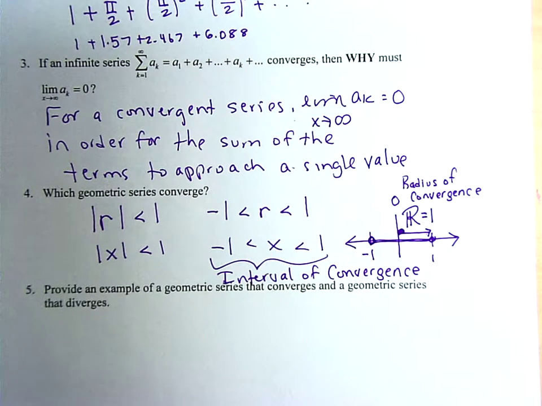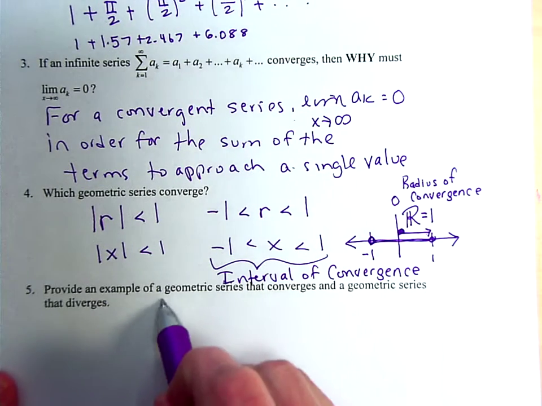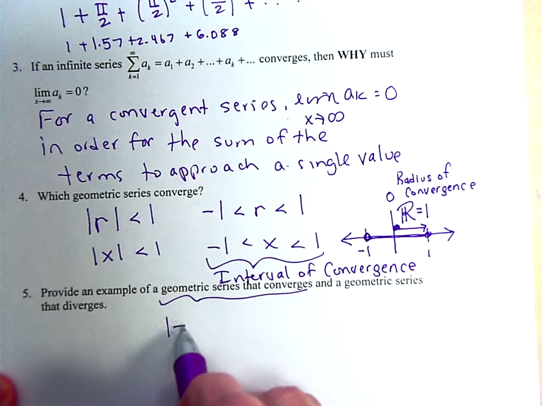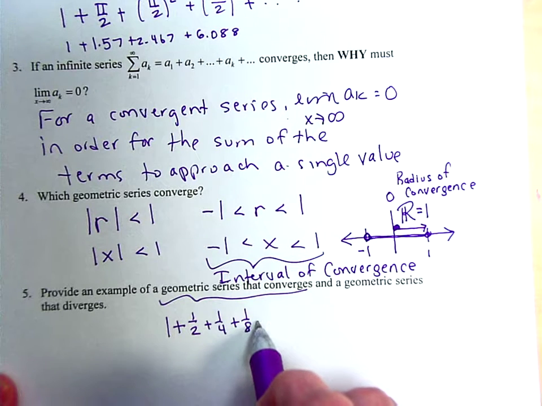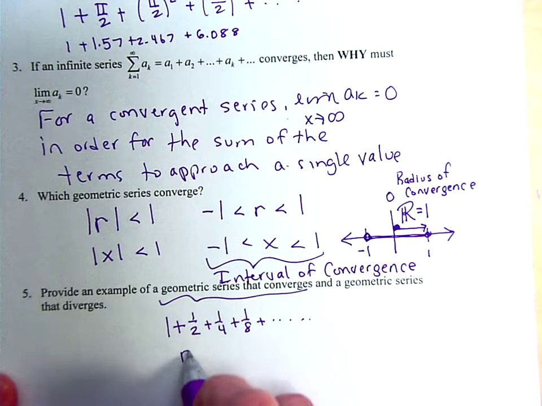Finally, provide an example of a geometric series that converges and one that diverges. A geometric series that converges would be a series that looks like something like this: 1 plus a half plus a fourth plus an eighth, and so on, where the common ratio is a half.